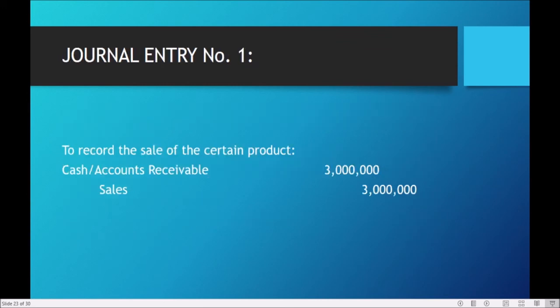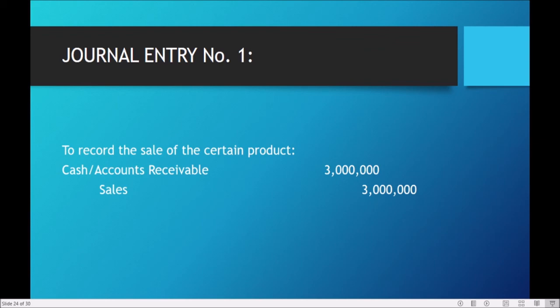Okay. First journal entry is to record the sale of certain product. Kasi nakabenta po naman tayo ng 3 million, that would be cash or accounts receivable if it was sold on account, debit, then credit sales for 3 million. At the point of sale, we can already determine that there is a liability. Kasi, from the time na ibenta mo yun, same with warranty ha, from the time na ibenta mo yun, it is expected and estimated that you will incur liability.